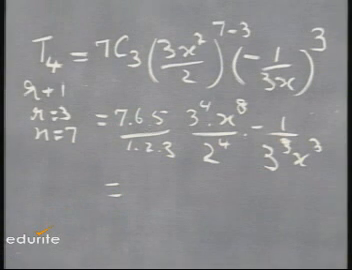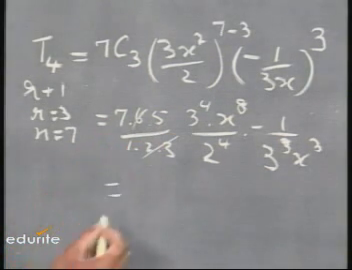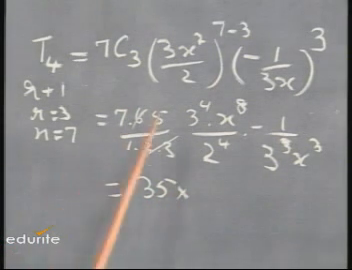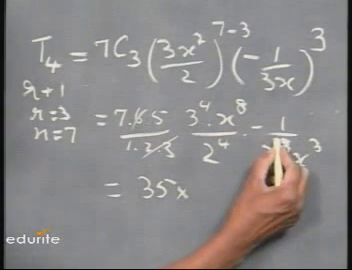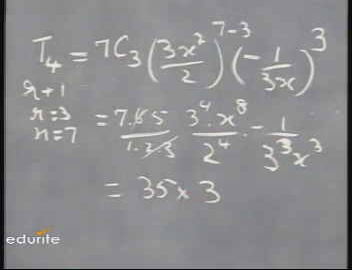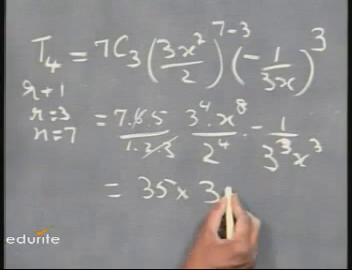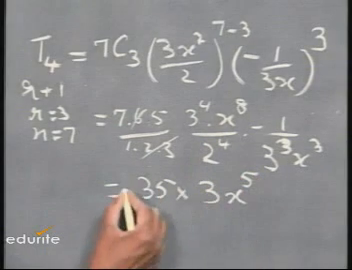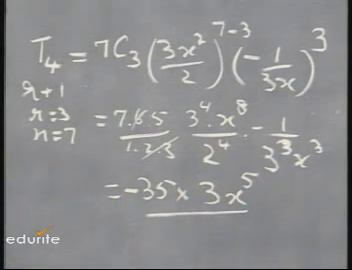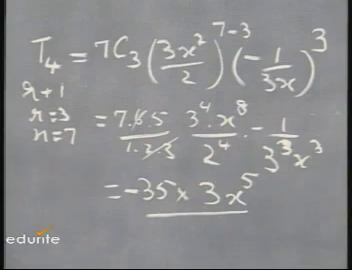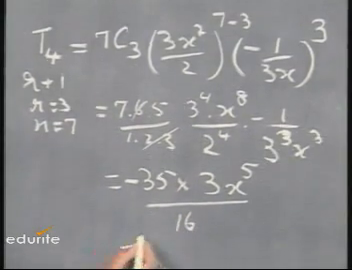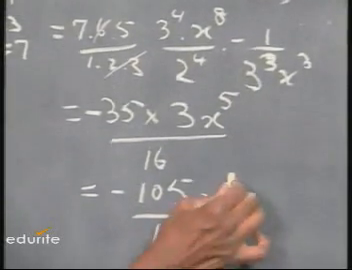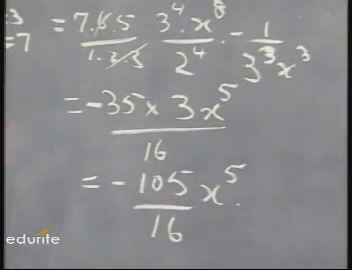Now this we can simplify. 6 and 6 get cancelled, so we've got 35 into 3 to the power of 4 minus 3, which is just 3, into x to the power of 8 minus 3, that's x⁵, and this minus sign we'll write here, and we've got here 2⁴, that is 16. So the final answer is minus 105 by 16 x⁵. So this would be the 4th term.